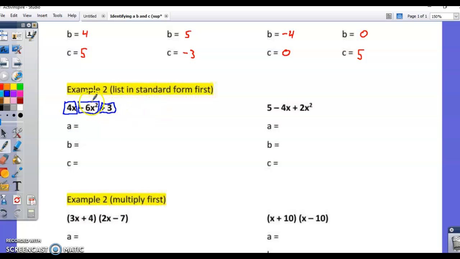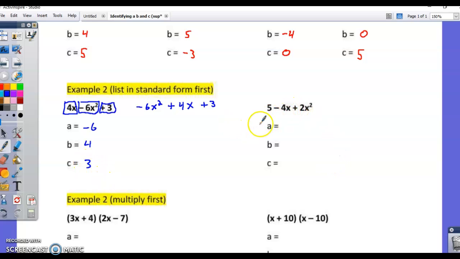So in this problem, I would rewrite, I put the x squared first, so this would be negative 6x squared. And then our 4x, and I'm going to put the positive 4x there because we're representing the value when we are separating terms. And then we have our positive 3 at the end. Once we do that, now you can see your a, b, and c. My a is negative 6, my b is 4, and my c is positive 3.